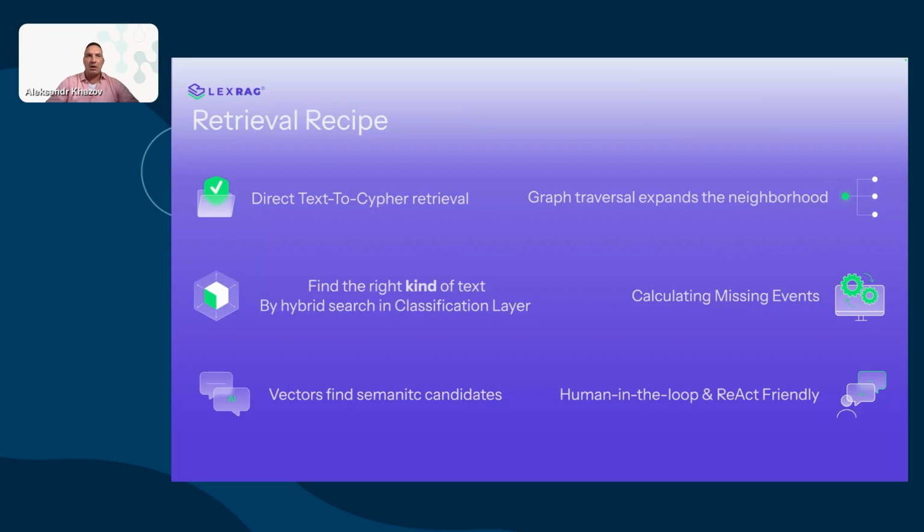And using the data model and those combined approaches, we may extract and define which information is missing. And also all this is very human in the loop and React friendly. We can interrupt the proceeding at any time, suggest the user coordinate the next actions, and/or use all those free layers as tools in React agents.